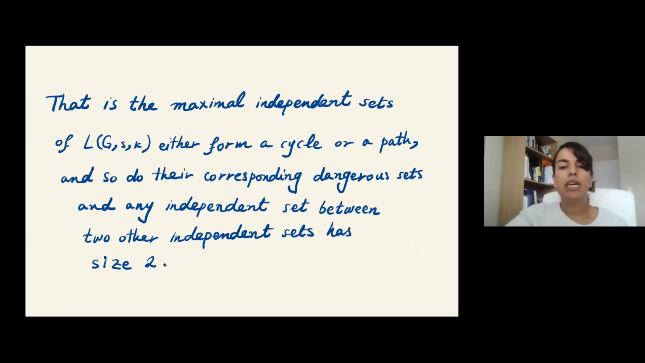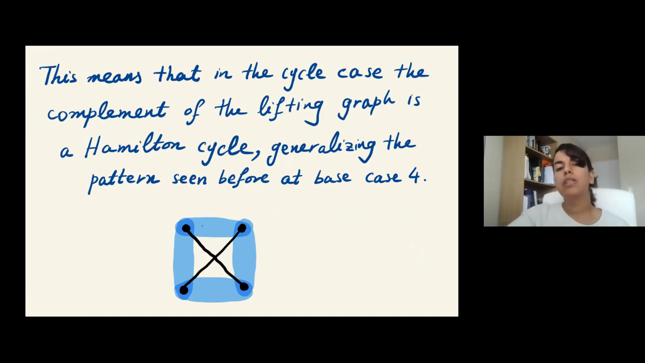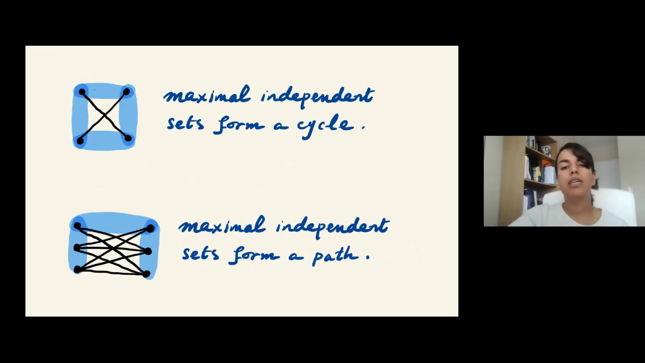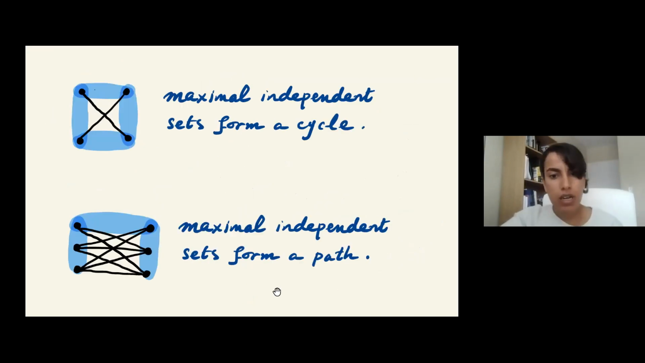Okay, so they form a cycle or a path, and anything in the middle will have to be of size 2. So this generalizes this pattern seen at the beginning. Here the independent sets were in a cycle, and here they were in a path. Okay, how do I prove this?